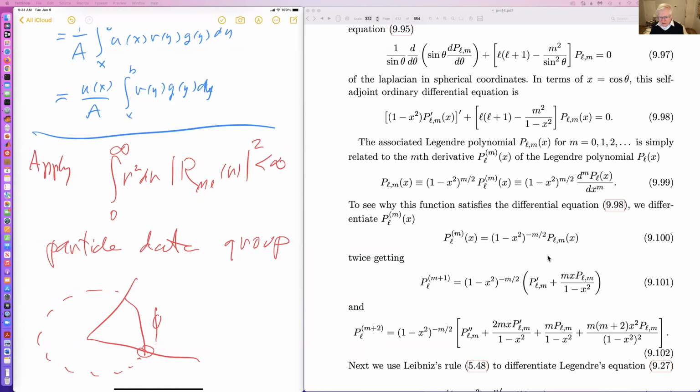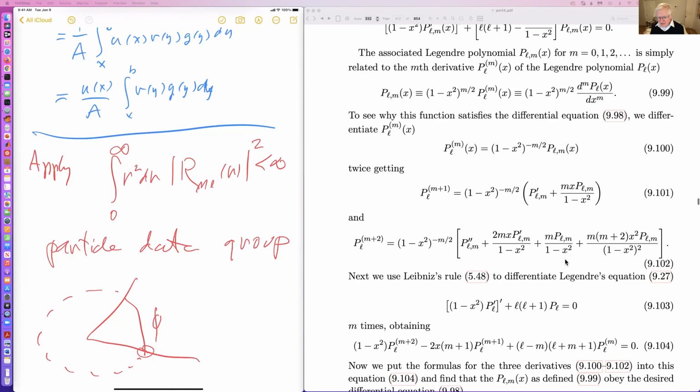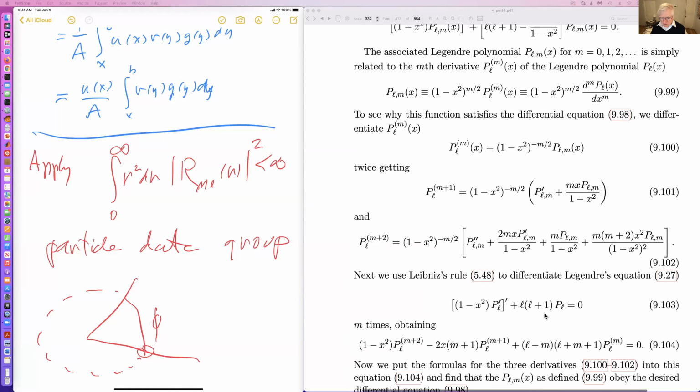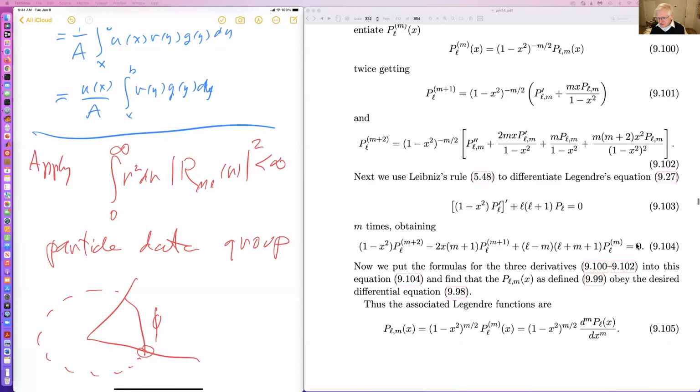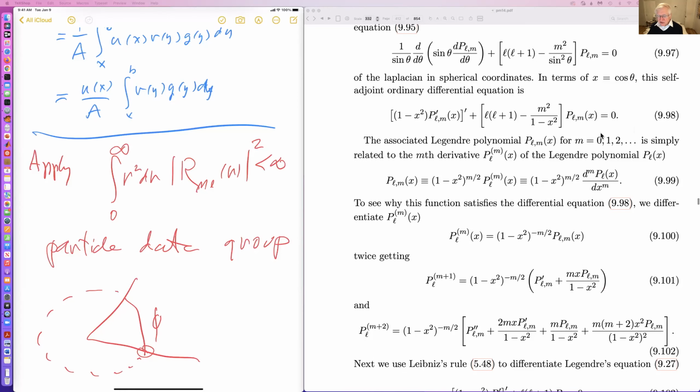So this implies that we differentiate it twice. We first get this expression and then that expression. Then we use Leibniz's rule to differentiate Legendre's equation, m times, and we get this expression. Now we put the formulas for the three derivatives into this equation, and we find that PLM does obey 9.98, which is this equation. So we verify that this satisfies that.